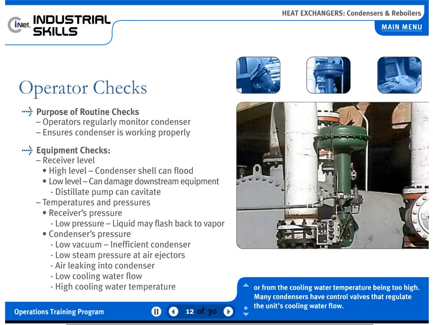Many condensers have control valves that regulate the unit's cooling water flow. An abnormal cooling water temperature could be an indication of a problem with the control system or with the cooling water system.